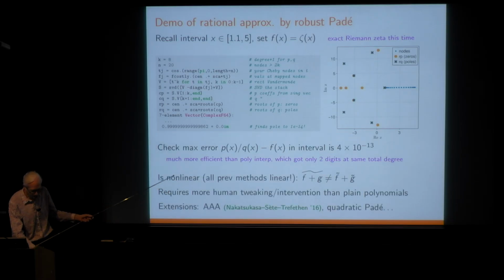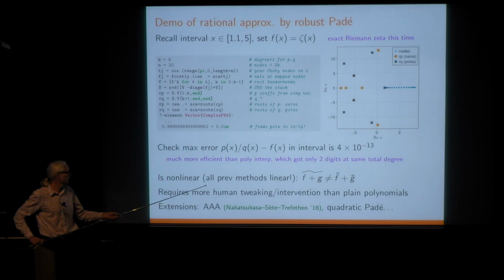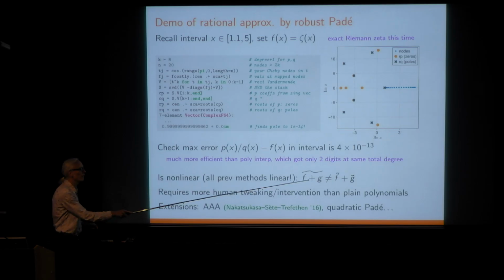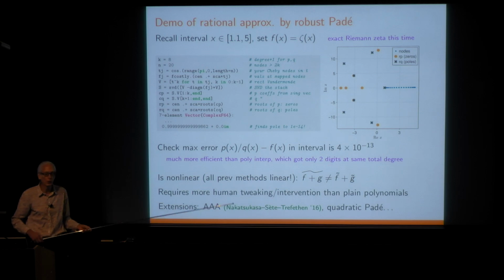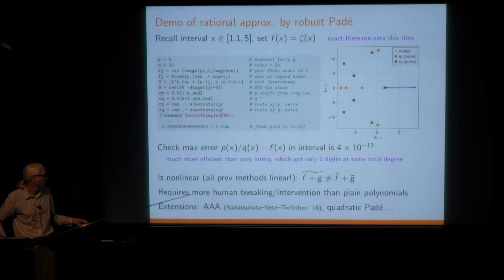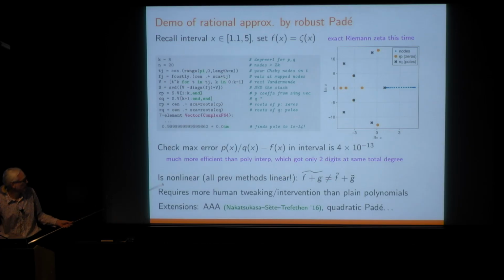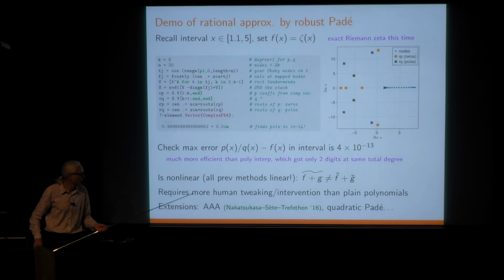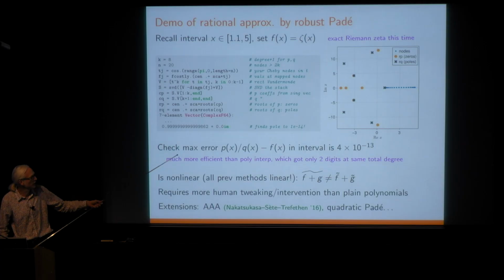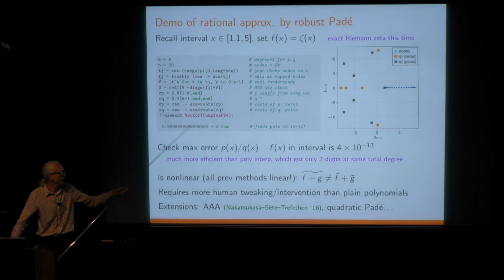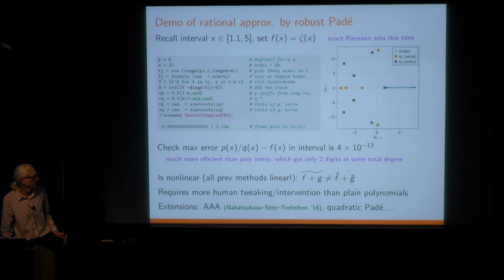So all I'll say about this is it's a nonlinear method, right? If you do it for 2 functions and add them up, you won't get the same as if you do it for the sum. It requires some human intervention often. And then there's, you may have heard of this AAA method that Trefethen and collaborators have been promoting as a sort of successor to this. I have not needed this one. I'm very happy with using robust, just small SVDs, which are quite fast. So there's a quadratic variant too.